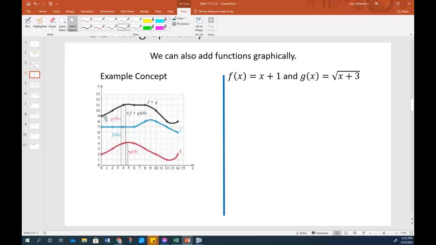F of 0 is 7, so when we take this 2 plus that 7, that's why this black one is at 9. You can do this with any particular point. If you take the x value of 4, g of 4 is 4. F of 4 is 7. So if we take the 4 plus the 7, we get 11, and we see that f plus g of 4 is 11. Okay? That's how we add these functions graphically.